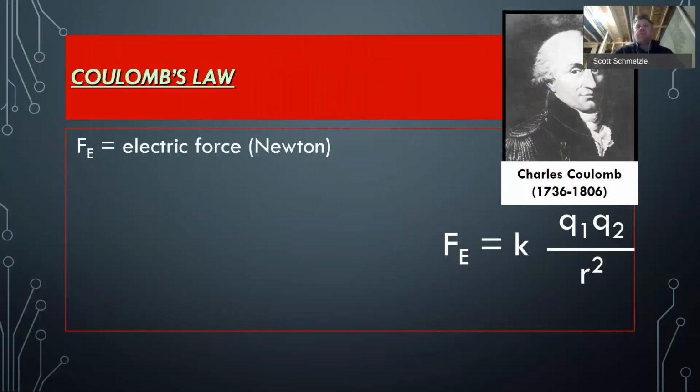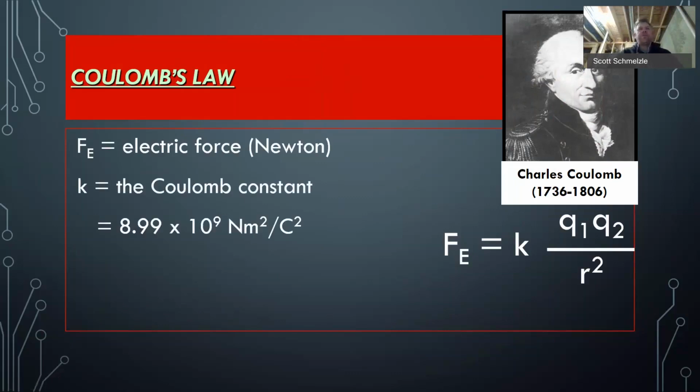So Fe, the electric force, is equal to k times Q1 Q2 over r squared, all right? Again, our electric force is in newtons. k is the Coulomb constant, which we'll show you in a second here. It's 8.99 times 10 to the ninth newton meter squared per coulomb squared.